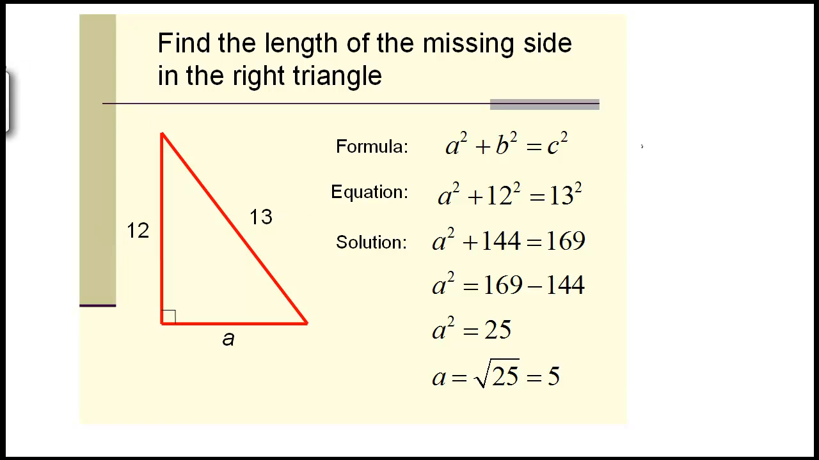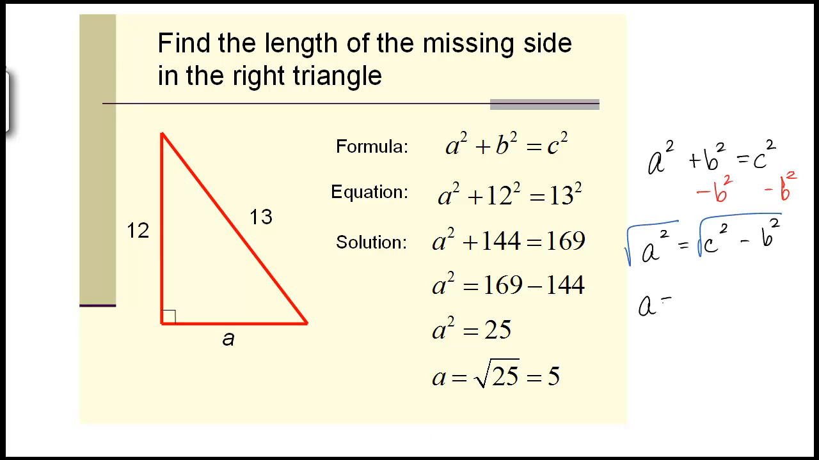Another way to take a look at this problem, again starting off with the Pythagorean theorem, is if you want to solve for the missing variable, we can subtract b squared from both sides. That gives me a squared is equal to c squared minus b squared. And then take the square root of the whole difference on the right hand side. And that will give me the value of a is equal to the square root of c squared minus b squared.